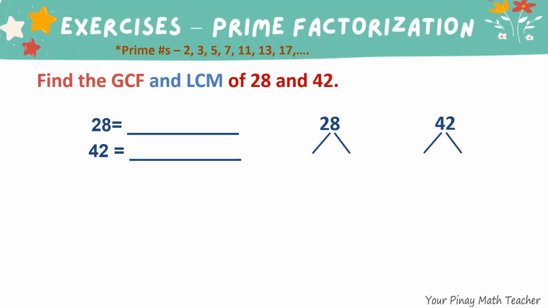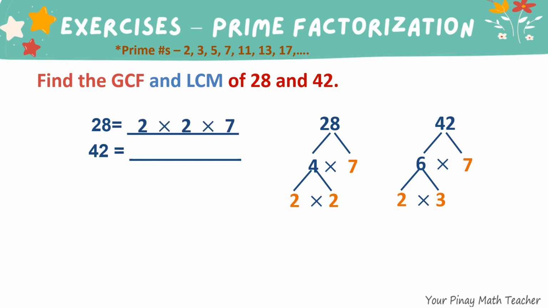Next example, find the GCF and LCM of 28 and 42. So for 28, we can use 4 times 7. 4 needs to be changed to 2 times 2. For 42, we have 6 times 7. 6 needs to be changed to 2 times 3. So the prime factorization of 28 is 2 times 2 times 7. For 42, 2 times 3 times 7.